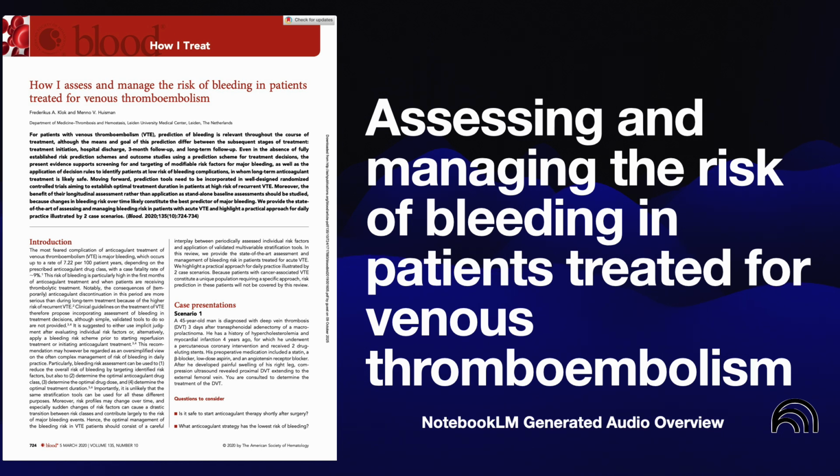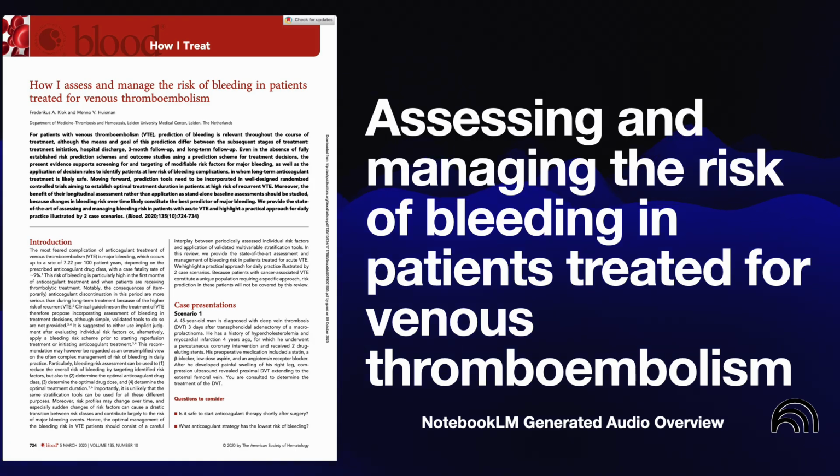Stage 1, that critical moment of diagnosis. We can think about managing this risk across 4 key time points, 4 stages. Stage 1 is right at diagnosis, when treatment starts. Stage 2 is often around hospital discharge. Stage 3 is typically at the 3-month follow-up mark. And stage 4 is the long-term follow-up for those on extended therapy.